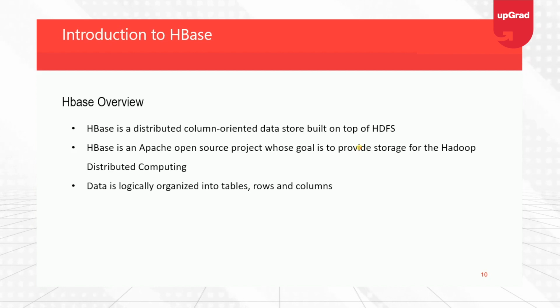HBase is column-oriented. It basically means that it uses columns for accessing the data, and apart from the ordinary columns, we have something called column families in HBase, which is not there in RDBMSs. So when should we use HBase? We should be using HBase when we need random real-time read-write access to our big data. That's when we must be using HBase.